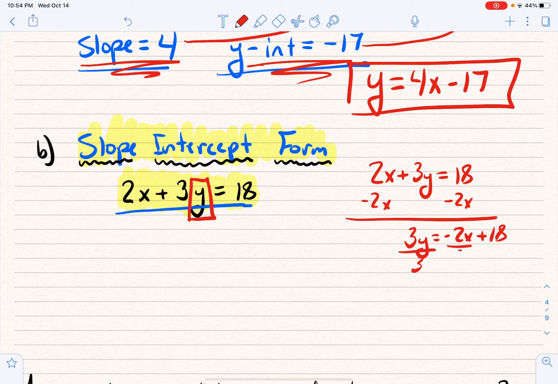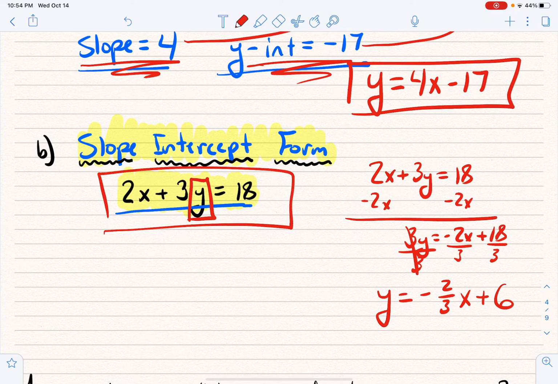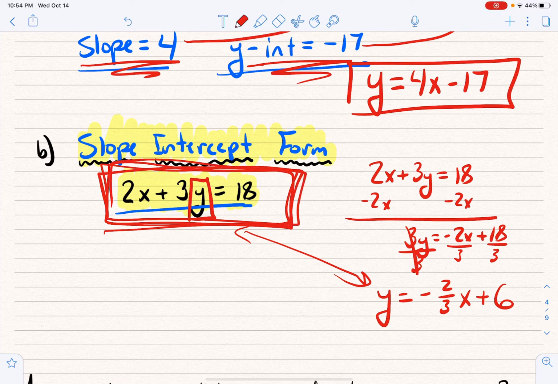But I have to divide everything by 3. So when I do that, I get y equals, because these 3's cancel out, negative 2/3 x, negative 2 over 3 is negative 2/3, plus 18 divided by 3 is 6. So this is the same equation as this, it's just written in slope-intercept form. And so see, in this form up here, I couldn't tell what the slope was or what the y-intercept was. But down here, it's really easy. The slope is negative 2/3, and the y-intercept is 6.